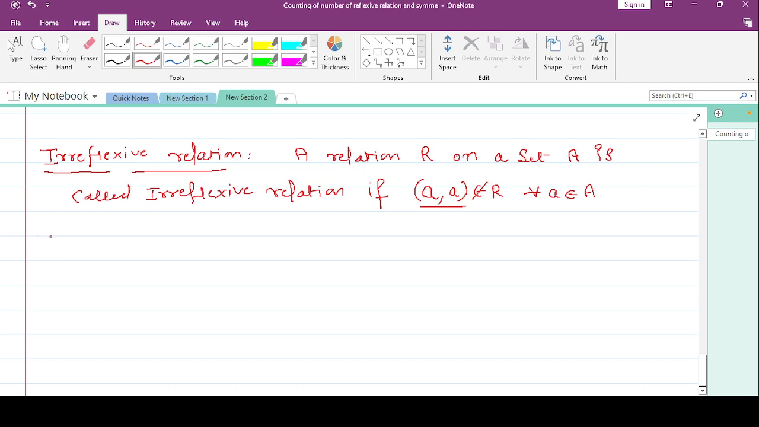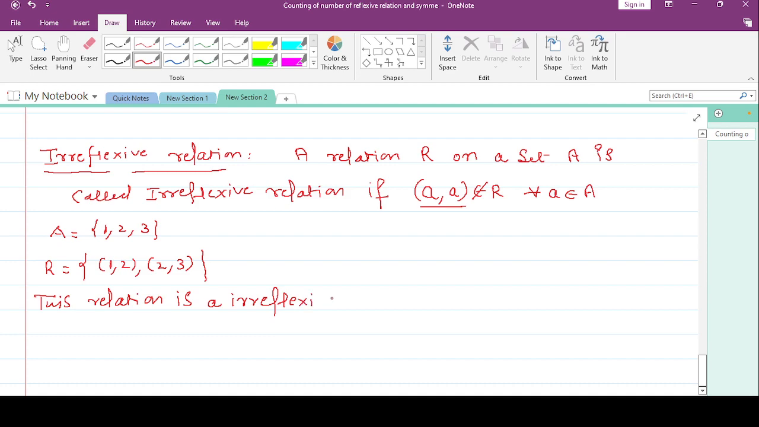For example, suppose you have the set 1, 2, 3, and suppose you have this relation: (1, 2), (2, 3). You see that we do not have (1, 1) in this relation. We do not have (2, 2) in this relation. We do not have (3, 3) in this relation. So that is why this relation is an irreflexive relation.